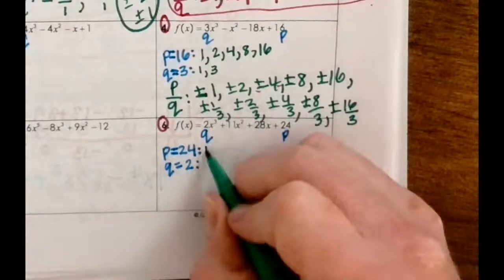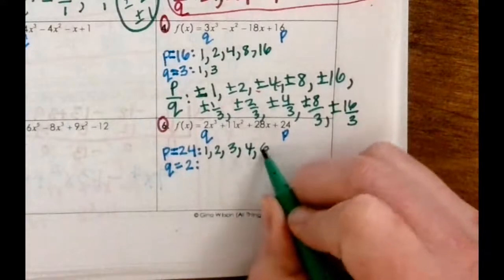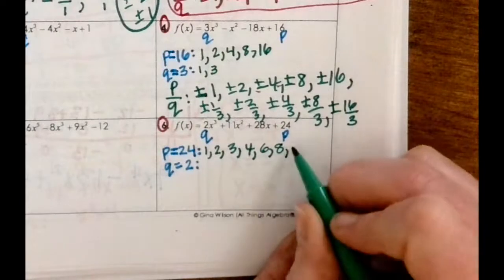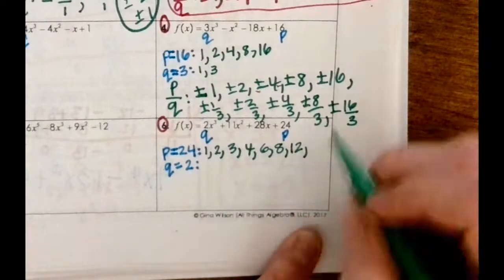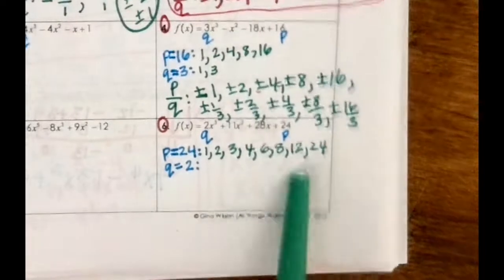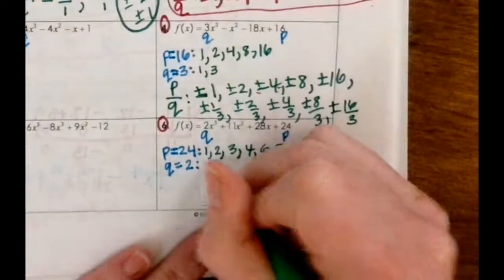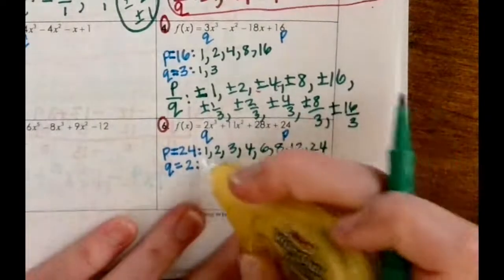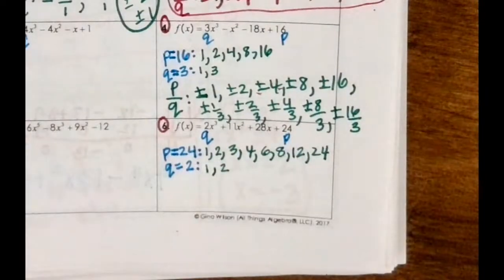Okay, so 1 goes into 24, 2 goes into 24, 3 goes into 24, 4 goes into 24, 5 doesn't, 6 does, 7 doesn't, 8 does, 9 doesn't, 10 doesn't, 11, 12, and then 13, 14, just 24. Okay? So 1, 2, 3, 4, 6, 8, 12, 24. Those are all factors of 24. Then 2 is just 2 and 1. Oh, I should probably write 1 comma 2. Let me fix that. Just to keep it consistent. But obviously it does not matter what order you write these in.